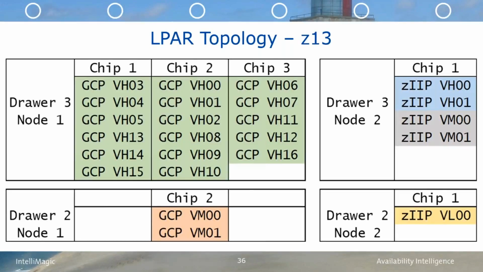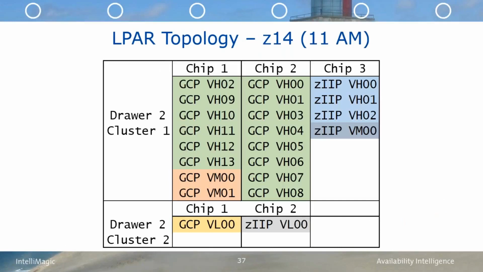they experienced. Now note the changes in the LPAR topology diagram for this LPAR on the Z14. Now the vertical mediums in orange and vertical highs in green are in the same drawer and even share the same level 3 cache. In fact, Prism was able to configure the entire LPAR, GCPs and zIIPs, in a single drawer.